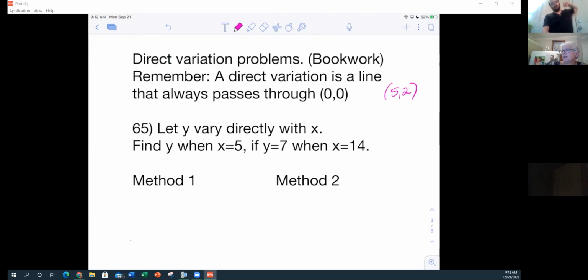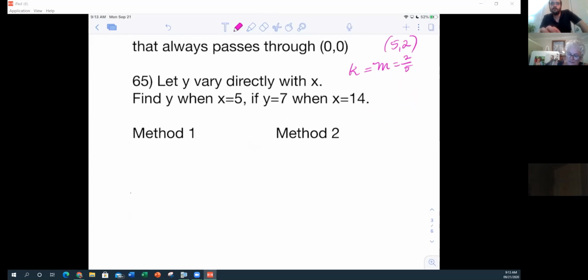If I know any point on a direct variation, I know the slope or the constant of variation because if you take y1 minus y2, anything minus 0 is just itself. So that would give you 2. And 5 minus 0 would be 5. So our k, which is the constant of variation, is just the same thing as the slope. And again, it's really the easiest form of a line because the y-intercept is the origin.